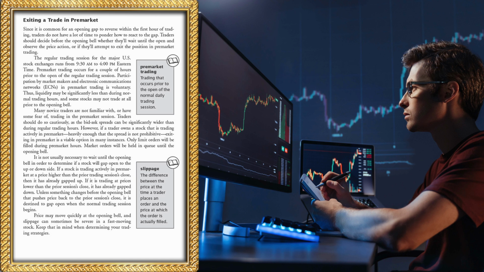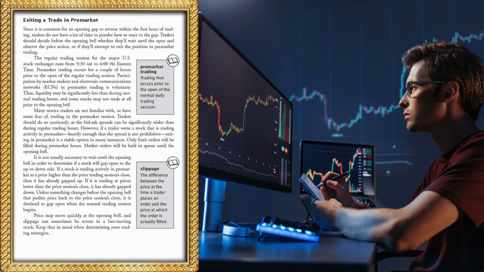However, if a trader owns a stock that is trading actively in pre-market, heavily enough that the spread is not prohibitive, exiting in pre-market is a viable option in many instances. Only limit orders will be filled during pre-market hours. Market orders will be held in queue until the opening bell.